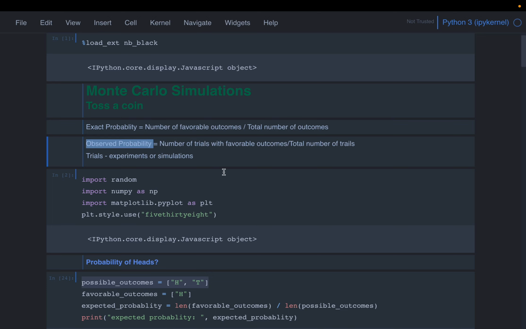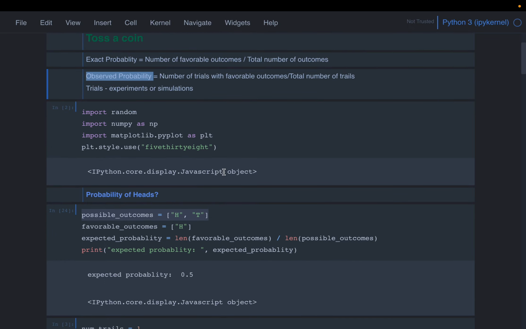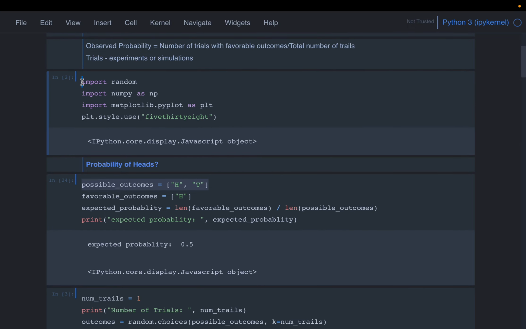Right. Let's see an example. So here we are loading a bunch of Python libraries. We are going to mainly work with random to generate some random numbers or samples, etc.